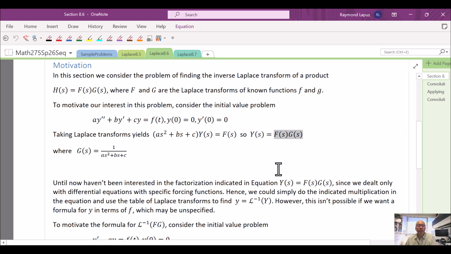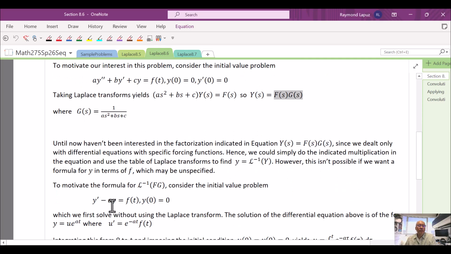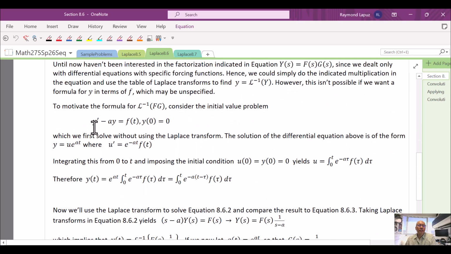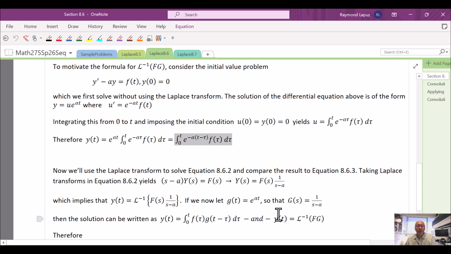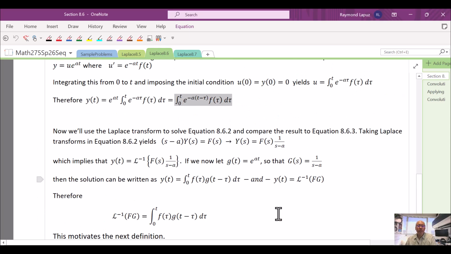Now if we can transform this easily back, that would be wonderful. And so here's an actual example, a simple first order linear equation. We know that if we do the homogeneous portion, we're going to get a solution, and then we just need to multiply that by f of t, and then we go through this business, and then we have this expression. This expression looks like it might be a good candidate for the convolution.